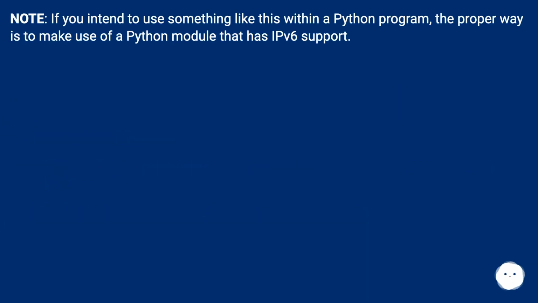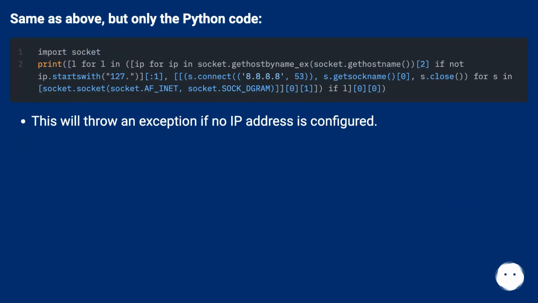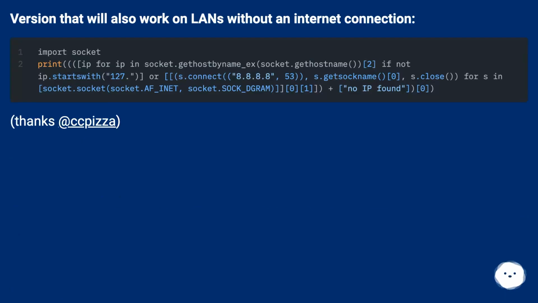Note, if you intend to use something like this within a Python program, the proper way is to make use of a Python module that has IPv6 support. Same as above, but only the Python code. This will throw an exception if no IP address is configured. Version that will also work on LANs without an internet connection.